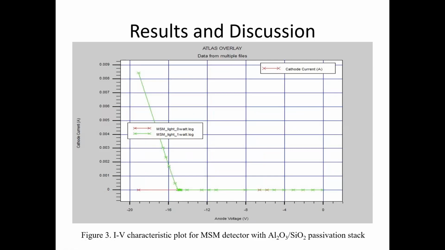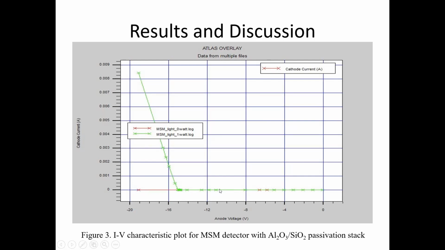And this is another plot where we can see the IV characteristics. Along the y-axis, we have shown photocurrent, cathode current in amperes, and along the x-axis, anode voltage up to 20 volt. This is the reverse bias voltage. Up to 20 volt we have considered for the simulation purpose. This IV characteristics plot shows that the red line, which is a horizontal line, is representing dark current.